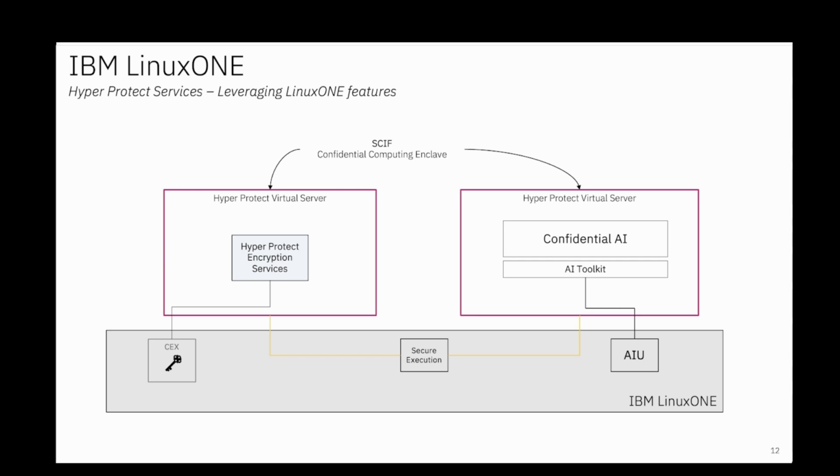So when it comes to hyperprotect services and leveraging the features of LinuxONE, as we talked about the confidential computing enclave like a SCIF, we can run the confidential AI stuff on the AI toolkit, which runs inside a hyperprotect virtual server and leverages the AIU. So this is a very high level view of what all is possible with hyperprotect services. And as we go along into the use cases, things will start becoming clearer.